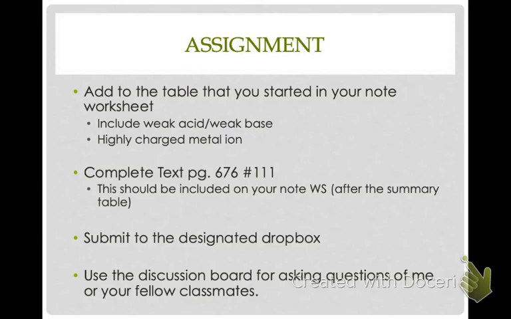Please make sure that your note worksheet is handwritten, and I will not be accepting photos of your note worksheet, so please make sure you're saving them as PDFs and submitting them in the appropriate Dropbox.